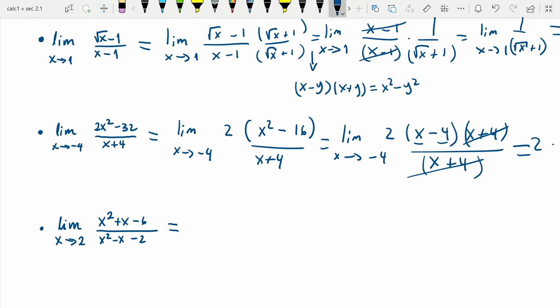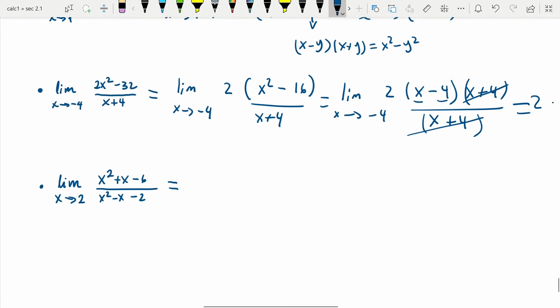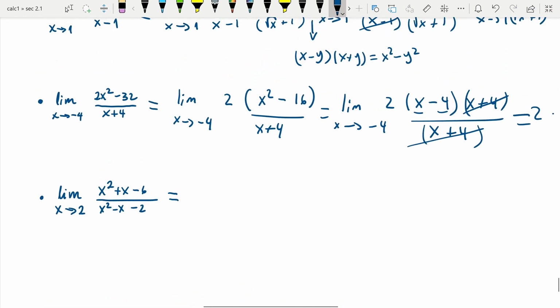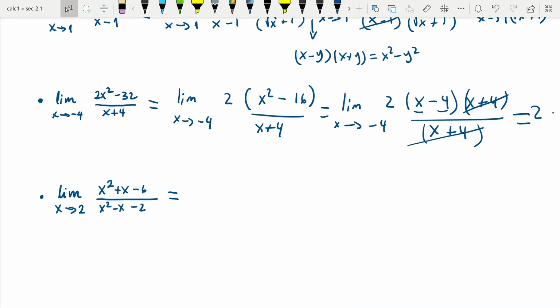All of these limits that we've been computing here can be computed using the same algebraic trick, which boils down to finding the factors that will cancel out in the expression, which allows us to get an expression that's well defined at the point we are approaching. I mean, at the point that we would like to evaluate.